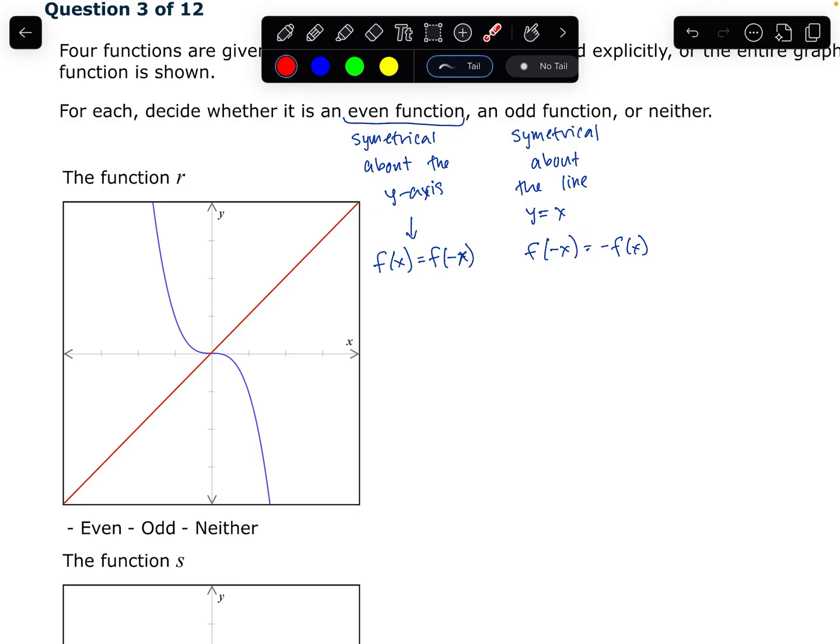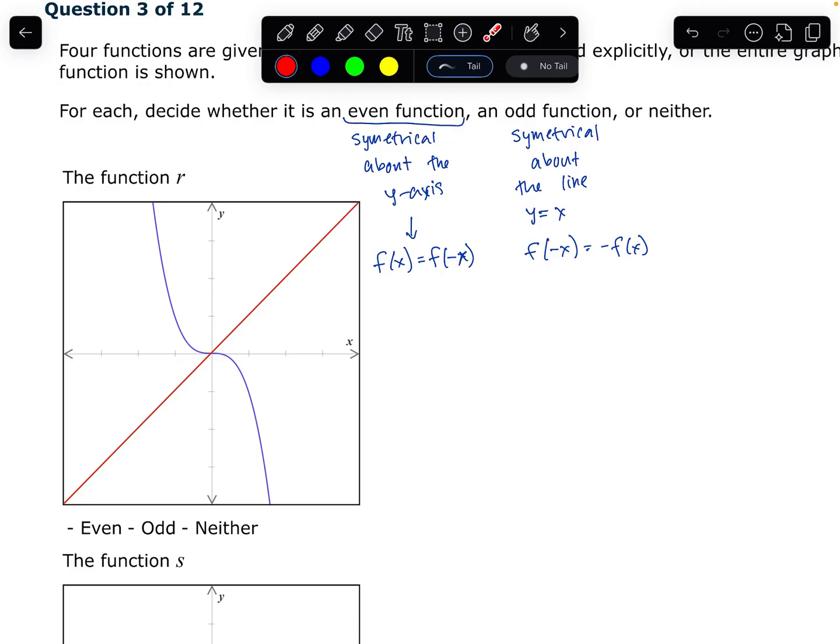Okay, so I'm going to just double check one second here. I'm going to Google it. Are odd functions symmetrical? Symmetrical about the line y equals x. Let me verify if that's true. Yes, so it is symmetrical about the line y equals x.